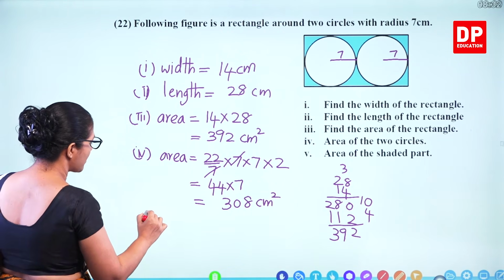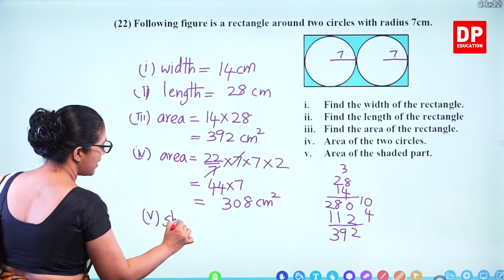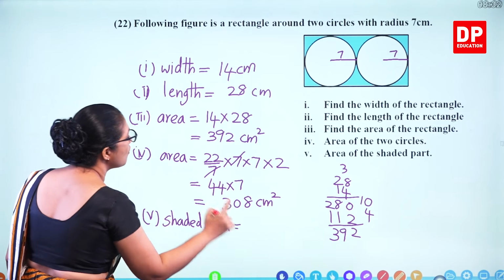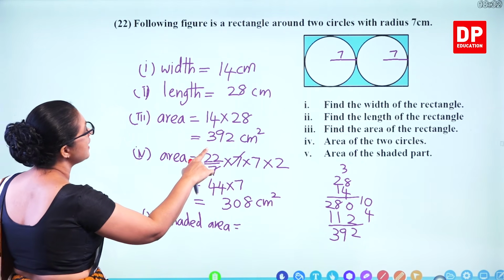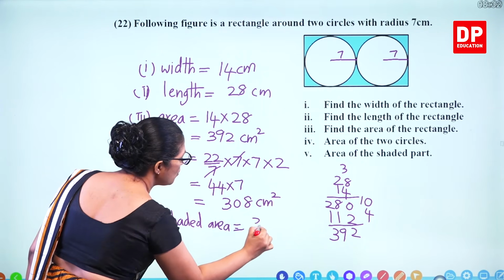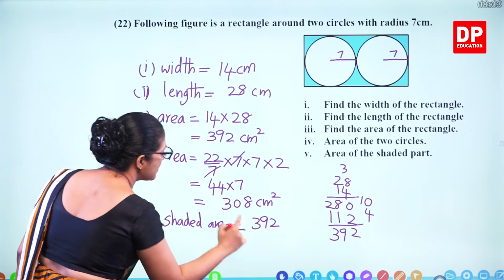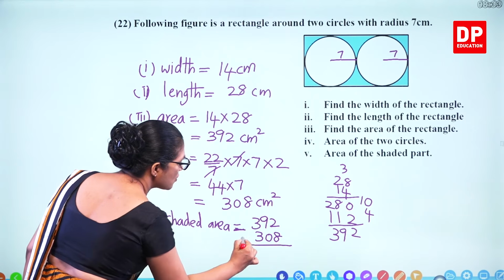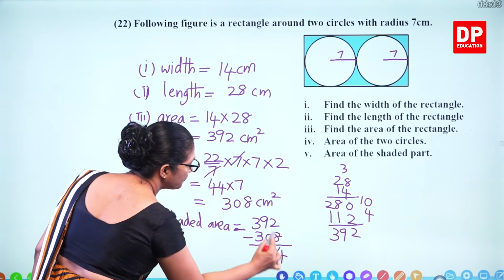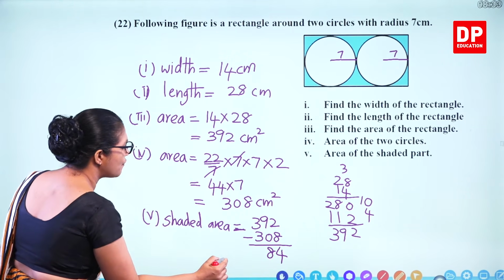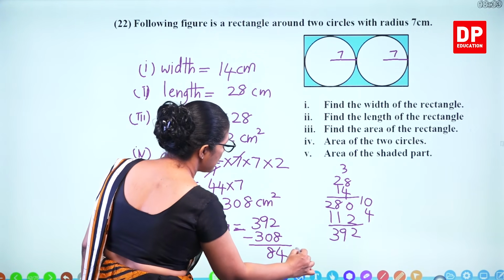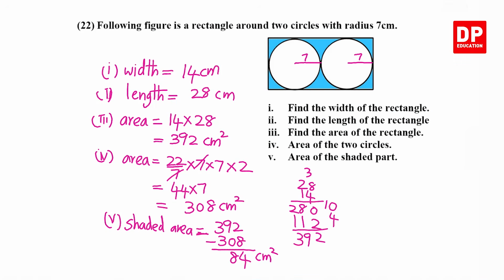How can we find out the shaded part? We can subtract. So, shaded area is equal to, what's the total area of the rectangle? 392. And what's the area of the two circles? 308. Now subtract these two. You get 84 square centimeters is the area of the shaded part.